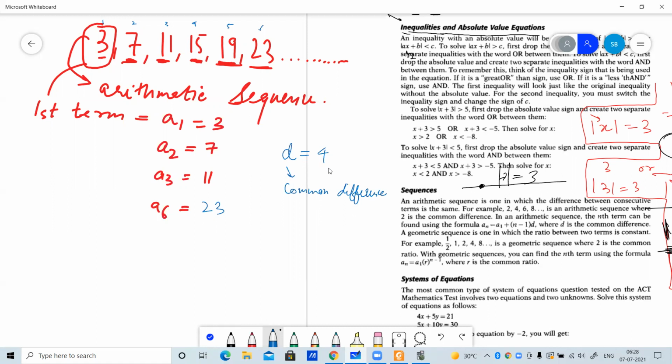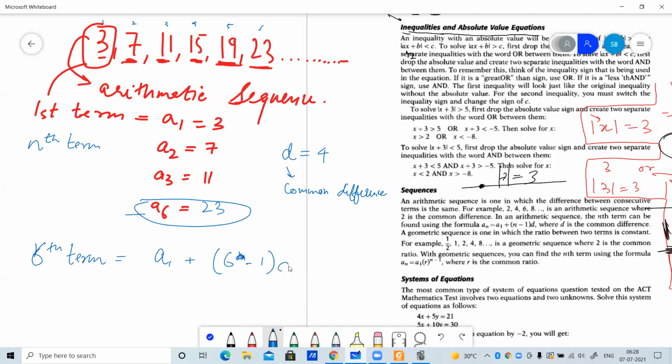So the common difference is 4. And whenever you're dealing with the nth term, meaning a general term like the 6th term, 7th term, 5th term, or 4th term, if you don't know the 6th term, you can calculate it using the formula. 6th term is equal to first term plus 6 minus 1 times the common difference. See what I'm writing. This is the general form.